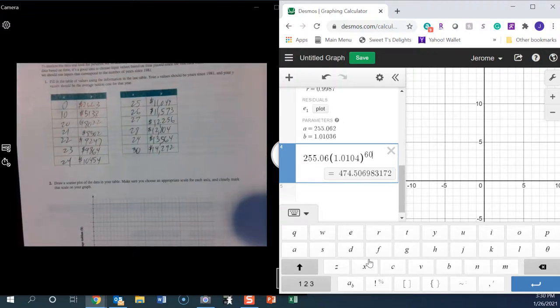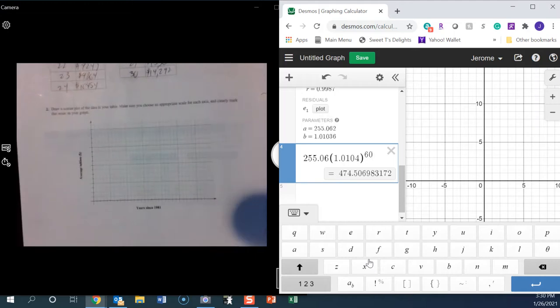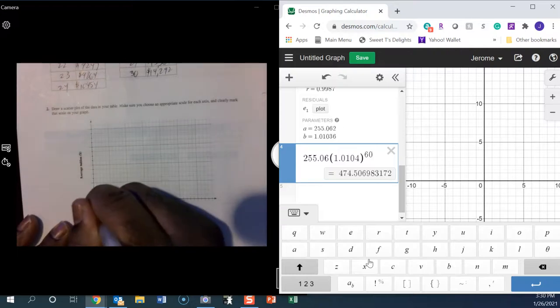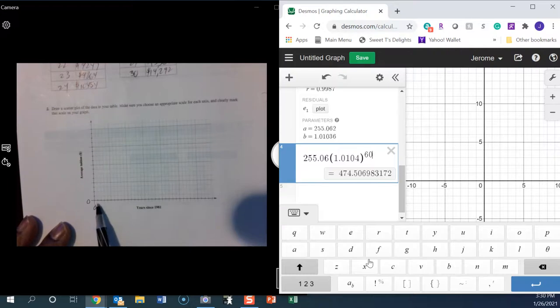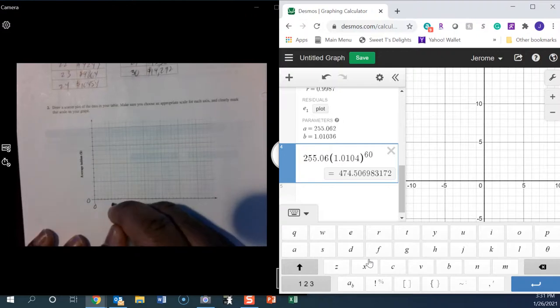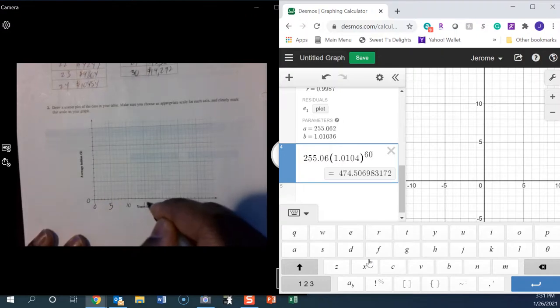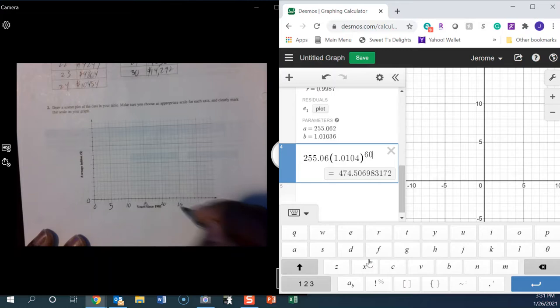Okay, now they want us to draw a scatter plot of the data in your table. Make sure you choose an appropriate scale for each axis and clearly mark that scale on your graph. Okay, first of all, we know these are the 0 values. We go from 0 to 30. If you count here 1, 2, 3, 4, 5, this will be 5, 10, 15, 20, 25, 30, and then about 34. So we will have more than enough room here. So we could go by ones here. So this will be 5, 10, 15, 20, 25, 30, and then we go up to 34.